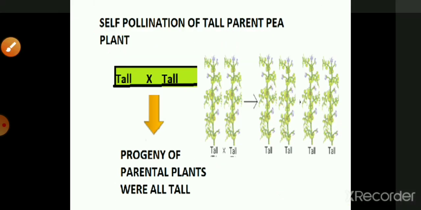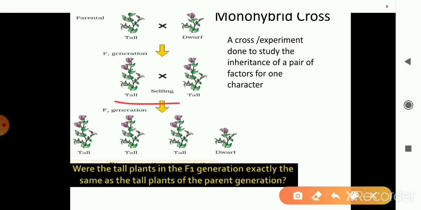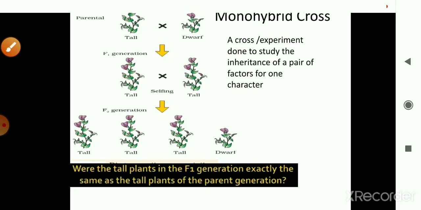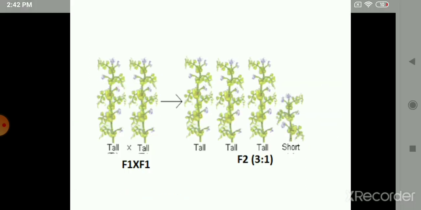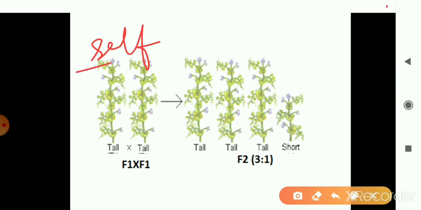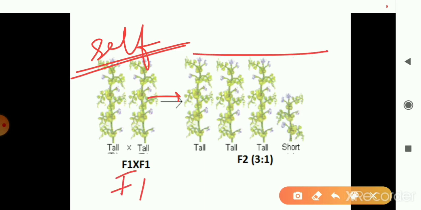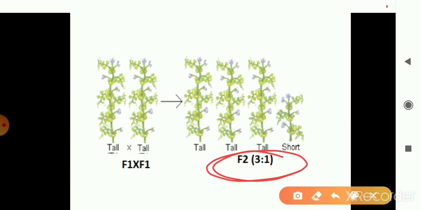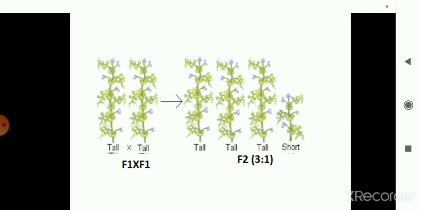Then to confirm whether the F1 generation plants were also tall, he left them for self-breeding. First he had done a cross, now self-breeding. So when he left the F1 plants for self-breeding, in the next generation, which he called the F2 generation, he got both tall and short plants, and that too in the ratio of 3:1. So this is what he got.